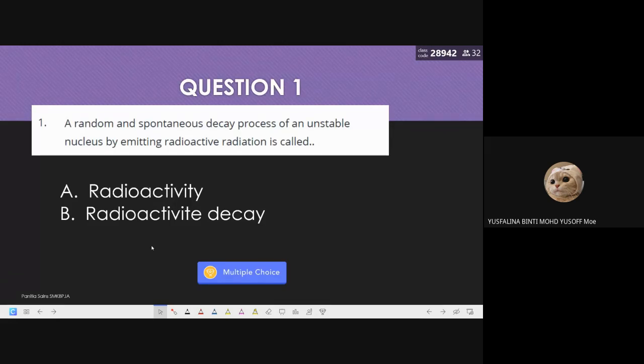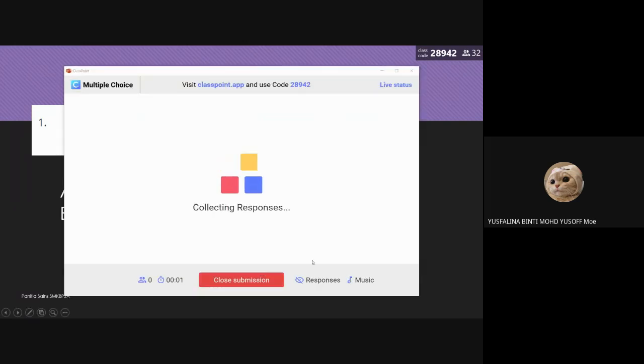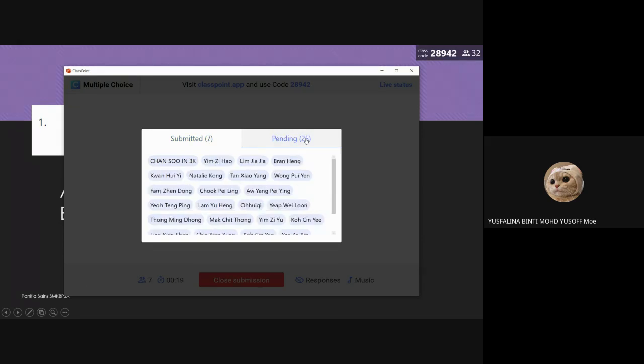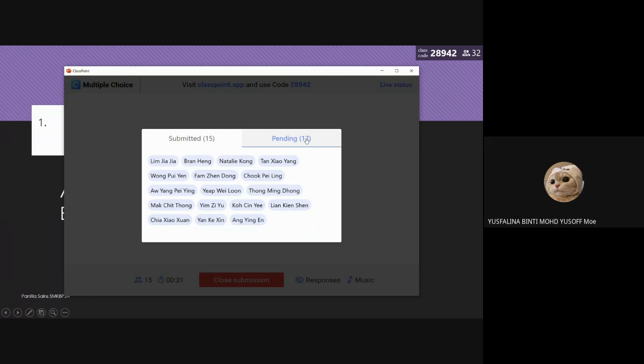Now I would like you to answer the question on your screen in ClassPoint, which you joined using the link or by scanning the QR code. Can you submit the answer there? Any problem? Just now they had a problem and could not submit. I see someone already answered the question. Very good. Maybe someone just joined the class while I was teaching. You can use the link and the code to log in to ClassPoint. All of you must answer.